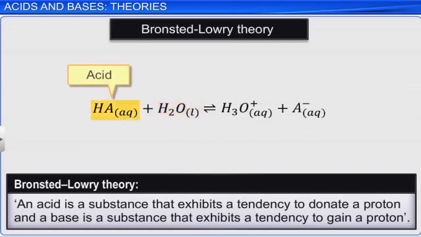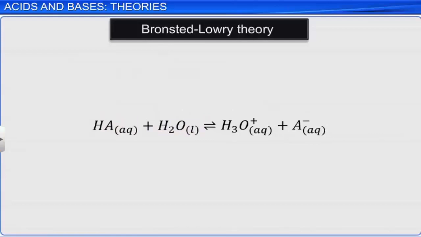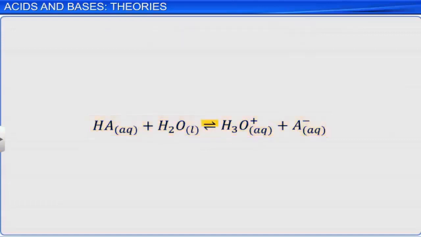Consider a generic acid-base reaction: HA plus water in equilibrium with H3O+ and A- ions. In the forward reaction, HA donates a proton to water and thus acts as a Bronsted-Lowry acid, while water accepts the proton and acts as a Bronsted-Lowry base.